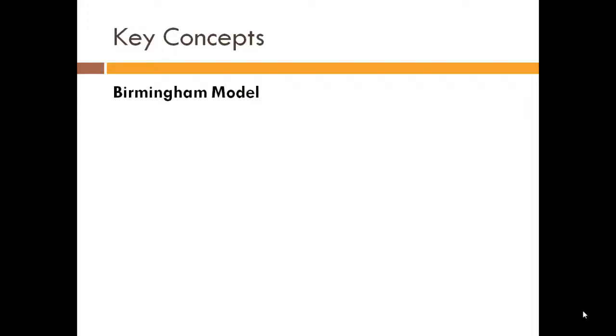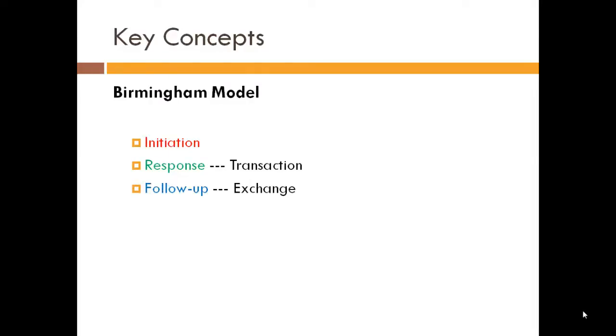The Birmingham model. The Birmingham model consists of three basic elements. First, the initiation. Second, the response. And thirdly, the follow-up. If the utterance contains an initiation and a response, this is known as a transaction. If it contains the three, it is known as an exchange. We have an example.